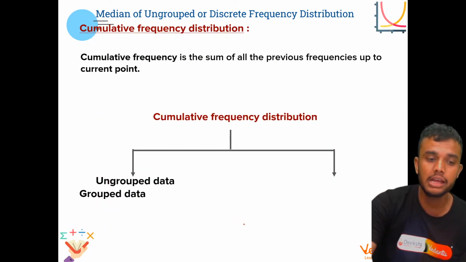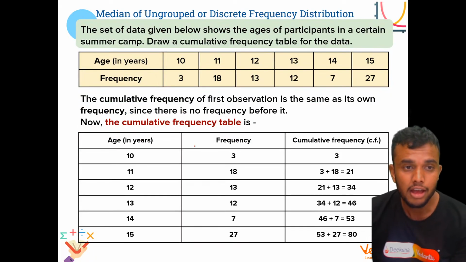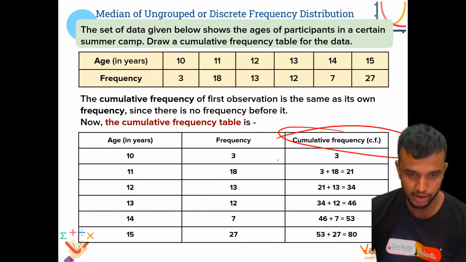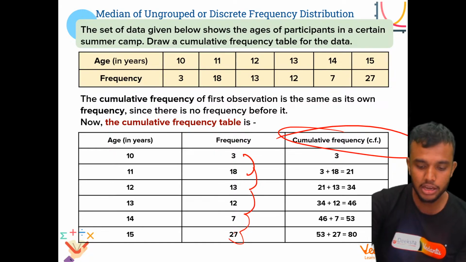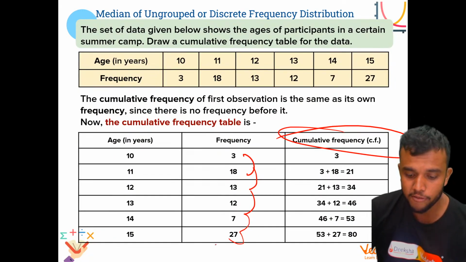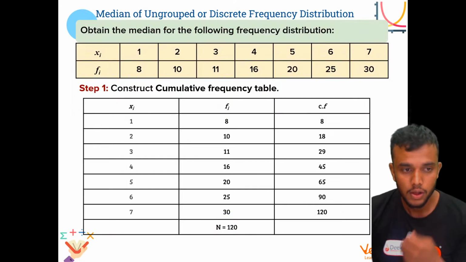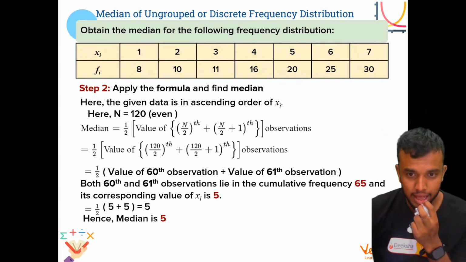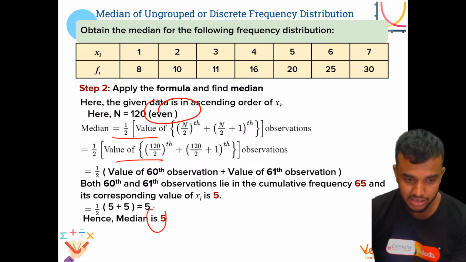Come on, let's solve here. There are ungrouped data and grouped data. We already know how to find the frequency. For finding the median, first we need to introduce another one, cumulative frequency. How to find it? Simply add these numbers, then you get the cumulative frequency. Then find the summation of fi, the n value. Here what is the n value? By using this you can solve that. Okay, cumulative frequency is done. Then step 2, apply the formula. Here n is even, so for even n, this is the median.